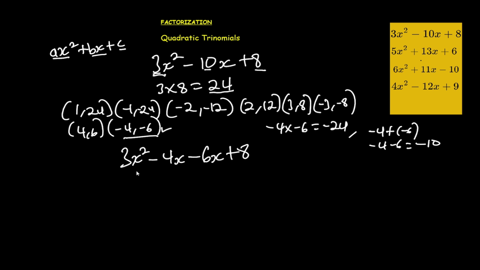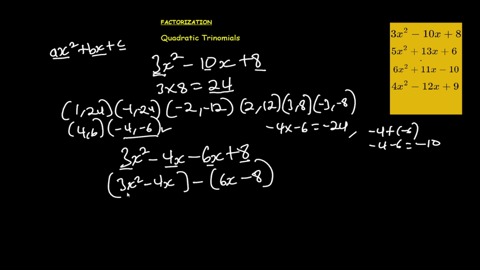Now the next step is that we put the first 2 terms inside a parenthesis, and the last 2 terms inside another parenthesis. So 3x squared minus 4x inside one parenthesis. Now here we have a negative sign, so whenever you have a negative sign in front, you need to change the operation in front of the constant. So we change the addition sign to be -8. So we have 3x squared minus 4x, minus, and then 6x minus 8.